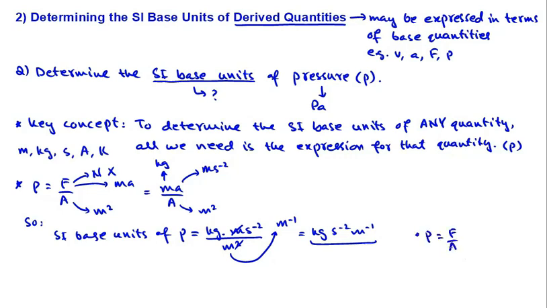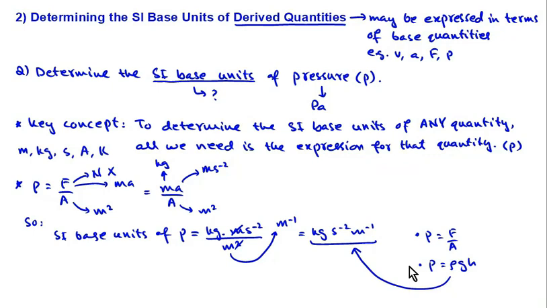Students, if we had used a different expression for pressure, let's say if we had used this expression, P equal rho GH, where rho is density, G is acceleration of free fall, and H is depth, it would also have produced the same result because the choice of expression does not make any difference here.